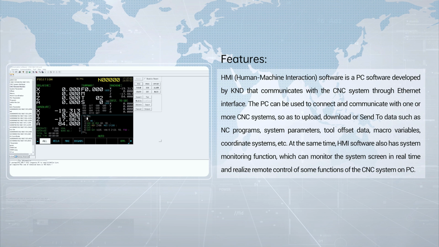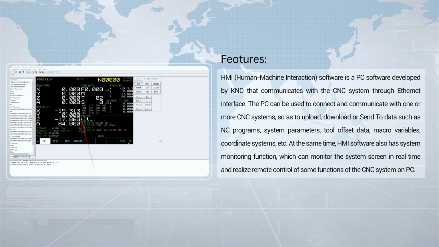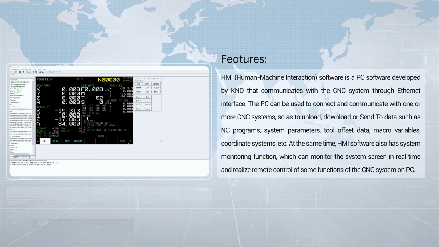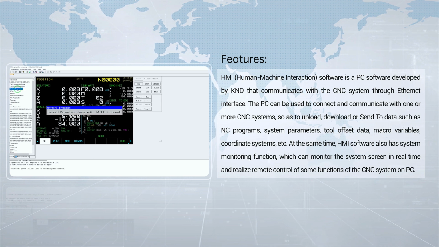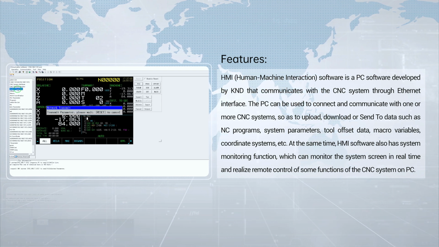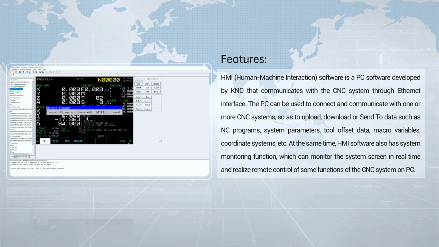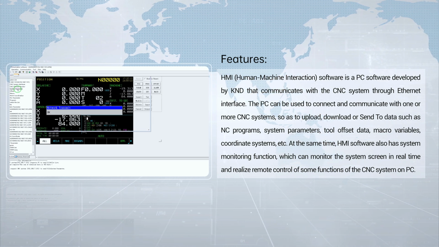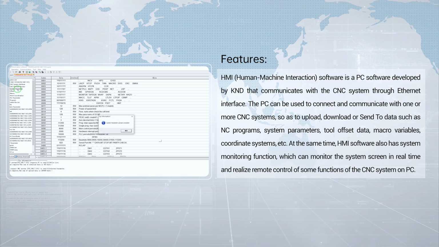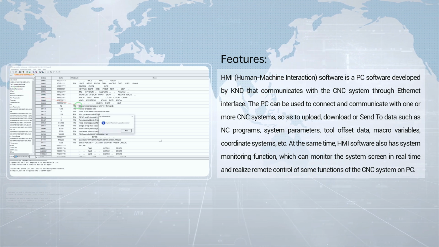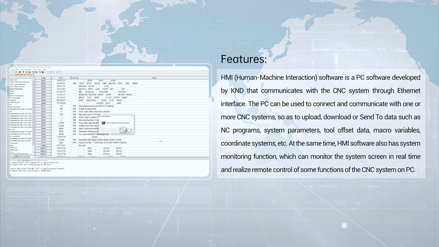HMI software is a PC software developed by K&D that communicates with the CNC system through Ethernet interface. The PC can be used to connect and communicate with one or more CNC systems, so as to upload, download or send data such as NC programs, system parameters, tool offset data, macro variables, coordinate systems, etc.